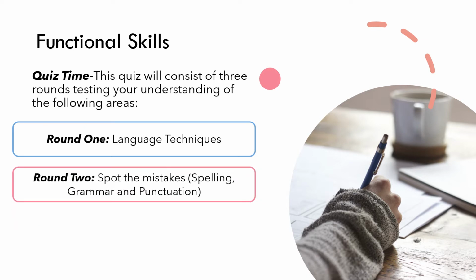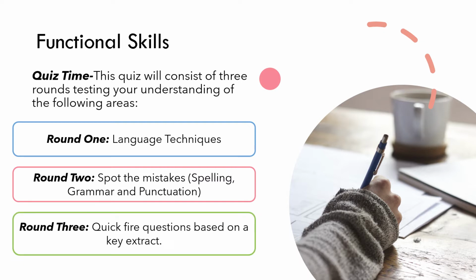Round 2, spot the mistakes. So these mistakes will be specifically regarding the spelling, grammar and punctuation from an extract. Number 3. These will be quickfire questions based on a key extract that we'll go through together.